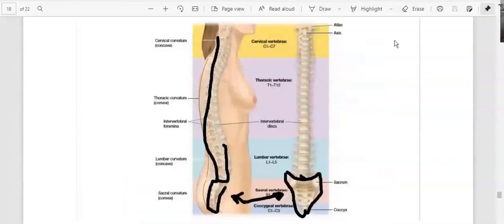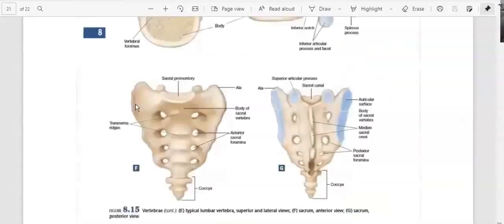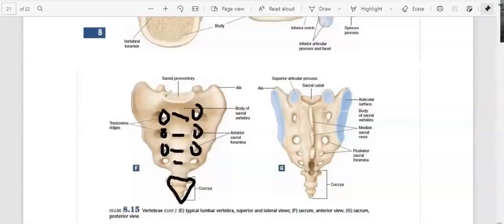If we look at the sacrum, it has holes in it. These ones are going to be the sacral foraminas. Connecting the foraminas, we're going to have some lines in here that are going to be called the transverse ridges. Below the sacrum, you're going to have another bone right here, which is going to be called the coccyx. At the very top, you're going to have the sacral promontory. This is the anterior view. The posterior view is going to be this one.